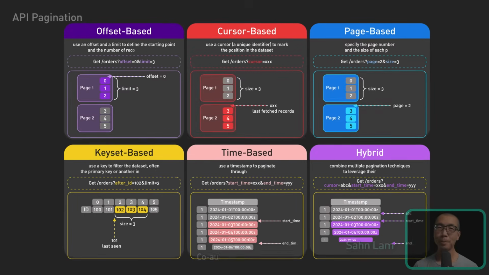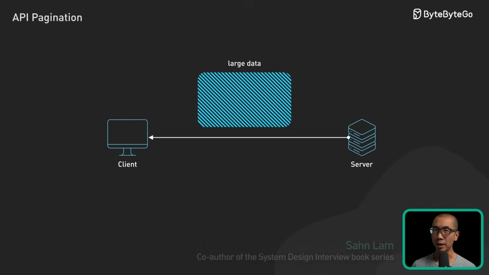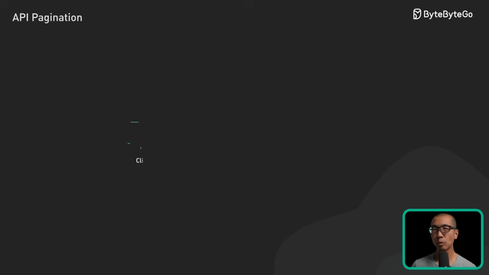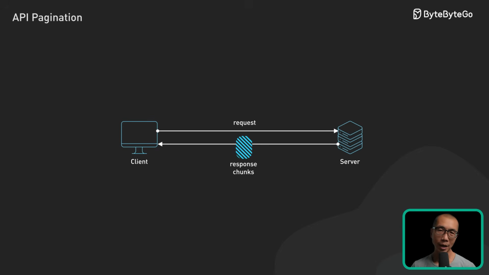Today, we're going to explore API pagination. When building APIs that return large sets of data, we need a way to break that data into smaller, manageable chunks. That's what pagination is. It's a way to split our results into pieces and let clients request them one at a time.